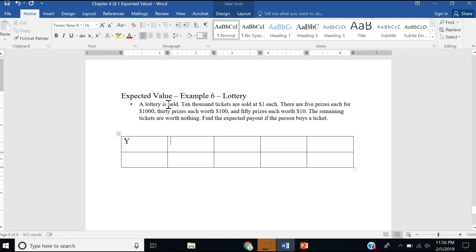Well, they said 5 prizes are worth $1,000 apiece. So $1,000, that's one of the payout options. We have 30 prizes that are worth $100. So $100 is another payout option. 50 prizes worth $10, that's another payout option. And then all the remaining tickets are worth 0. So here we have 4 different payouts. And each of those is going to have an associated probability.